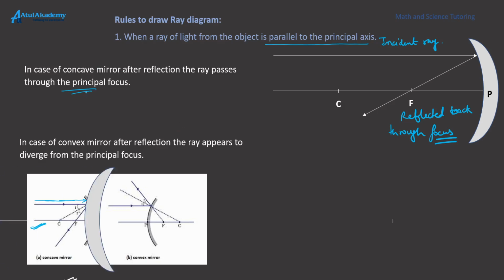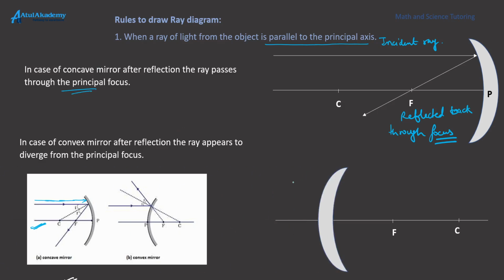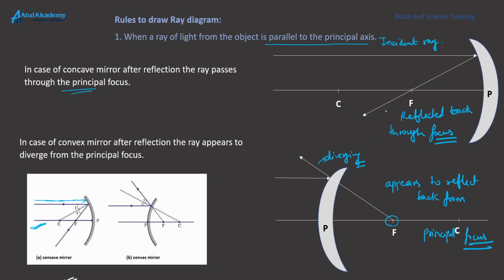Let's see what happens in case of a convex mirror. Pole, focus and center of curvature. Rays will come from here, the parallel rays. It will be reflected back. It appears to reflect back from the principal focus. So here it is diverging, and there it is converging. Okay, clear?